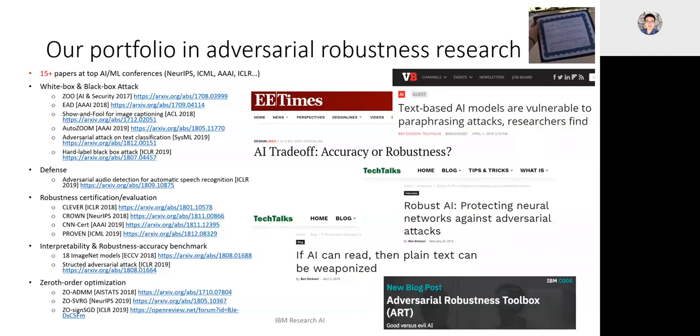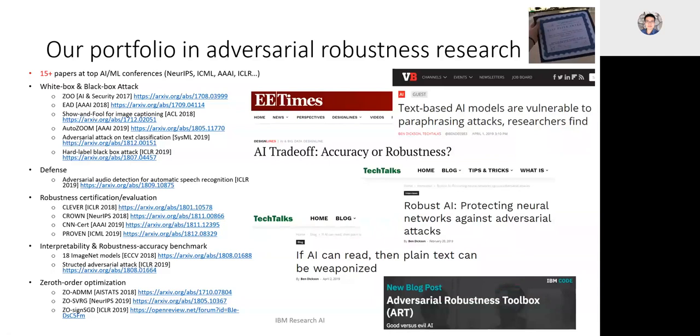And in terms of research, we have published more than 15 papers on this topic of adversarial robustness. So we are certainly one of the most active, and I would say a leading group in this field. We cover a lot of different topics, including attacks, defenses, robustness certification and evaluation, connections to interpretability, the robustness-accuracy trade-off, and also some zero-order optimization techniques to make this vulnerability analysis easier. And our research certainly has a lot of attention from the general public as well.